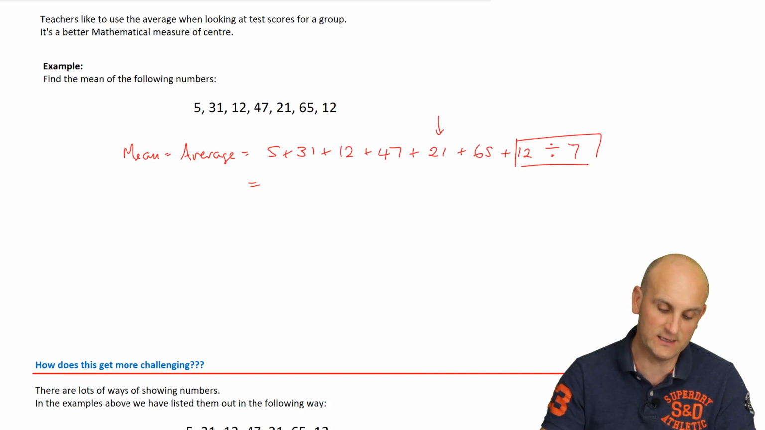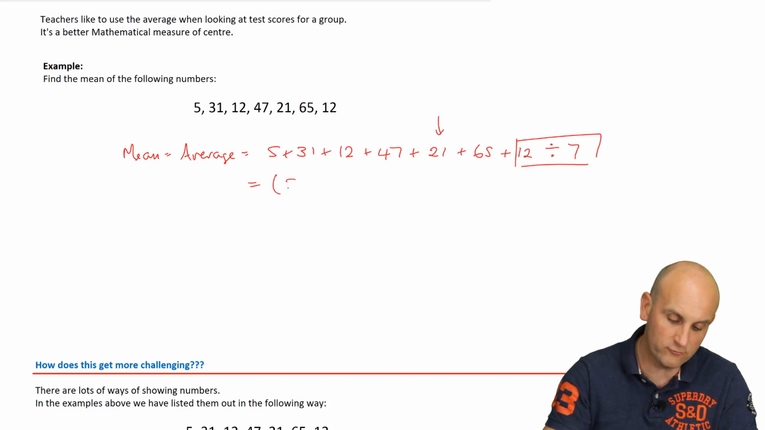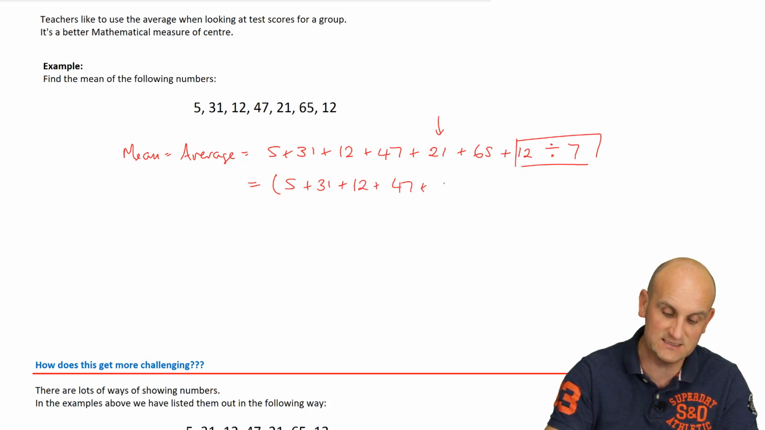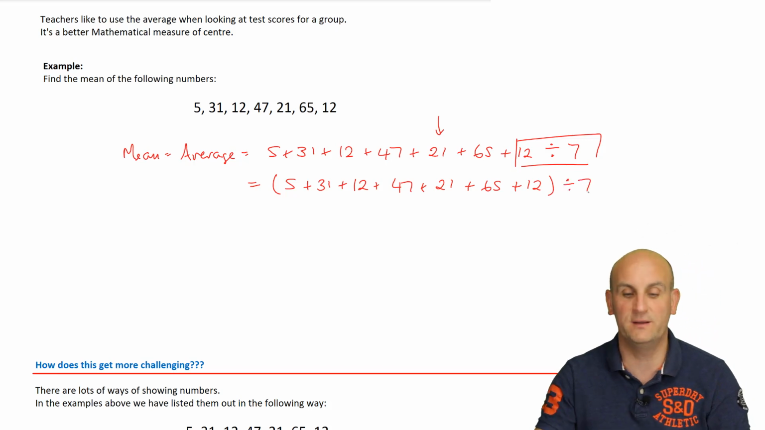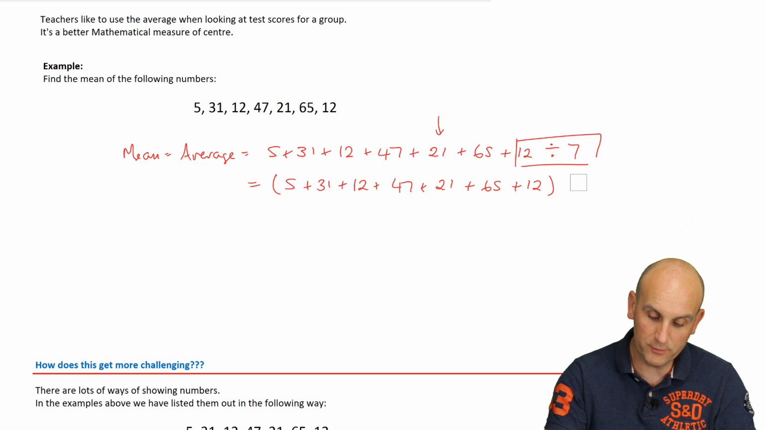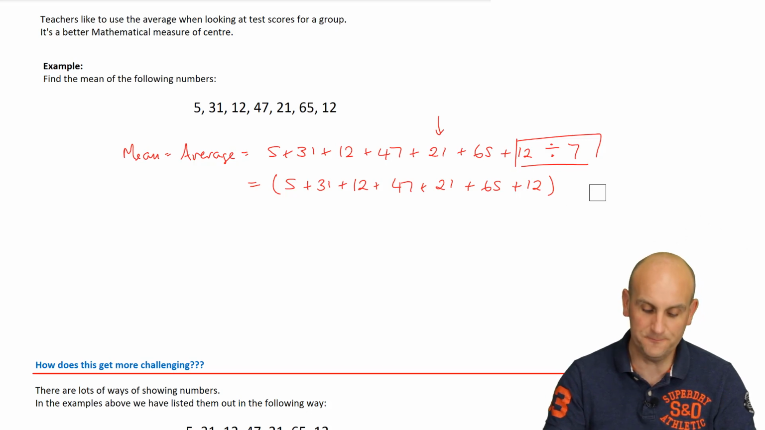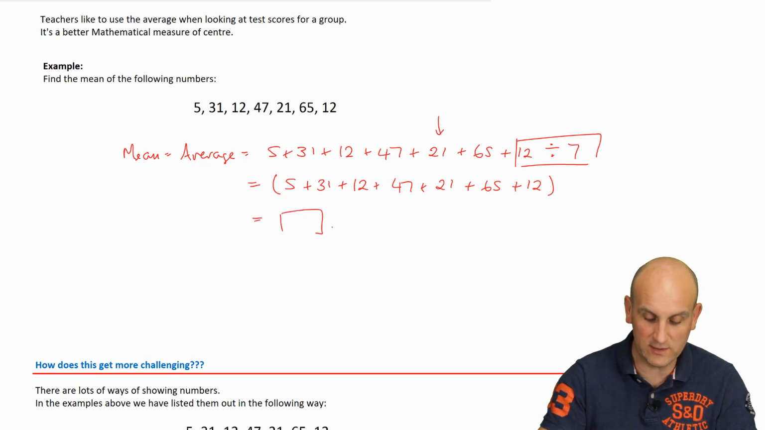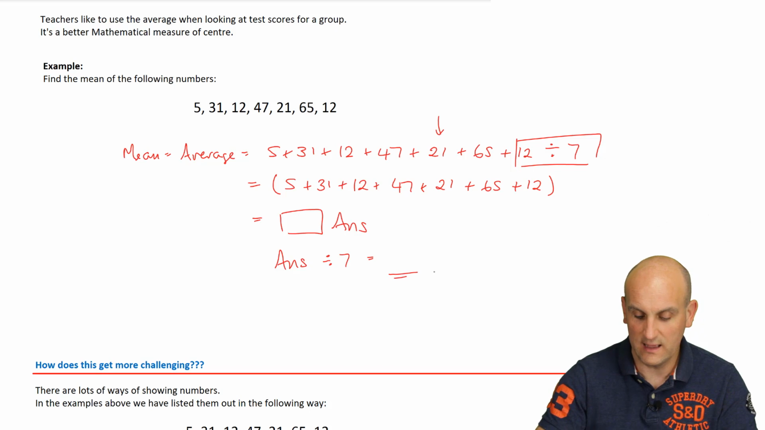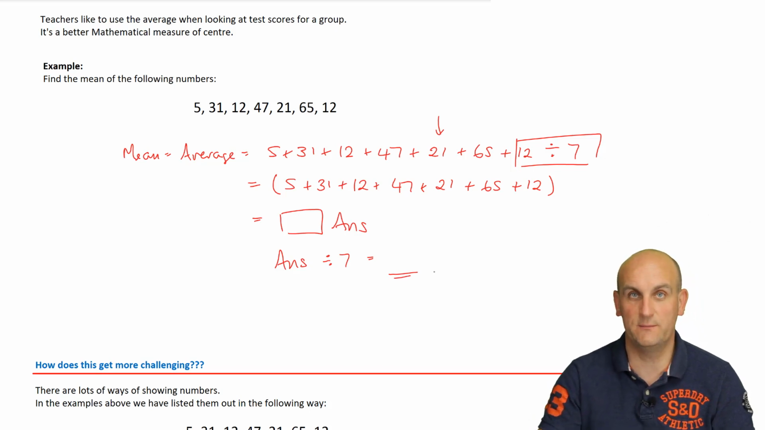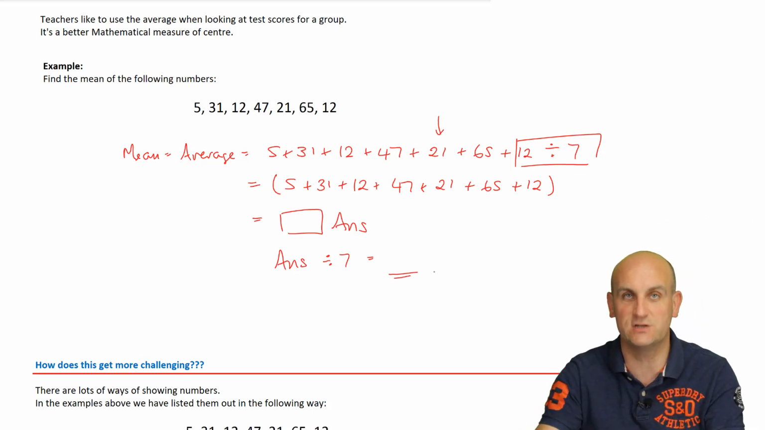So how do we get our calculator to tell us? Well, we either write all of this in brackets, and brackets are awesome because what it does is it tells the calculator to do all of this thing first. So I could put those in brackets and then divide by 7, or I can leave them, press the equal sign, and I will get an answer. Then on my calculator, I say answer divided by 7, and I'll get whatever answer it is I'm hoping to get. Now, I'm not going to tell you what the actual answer is here.